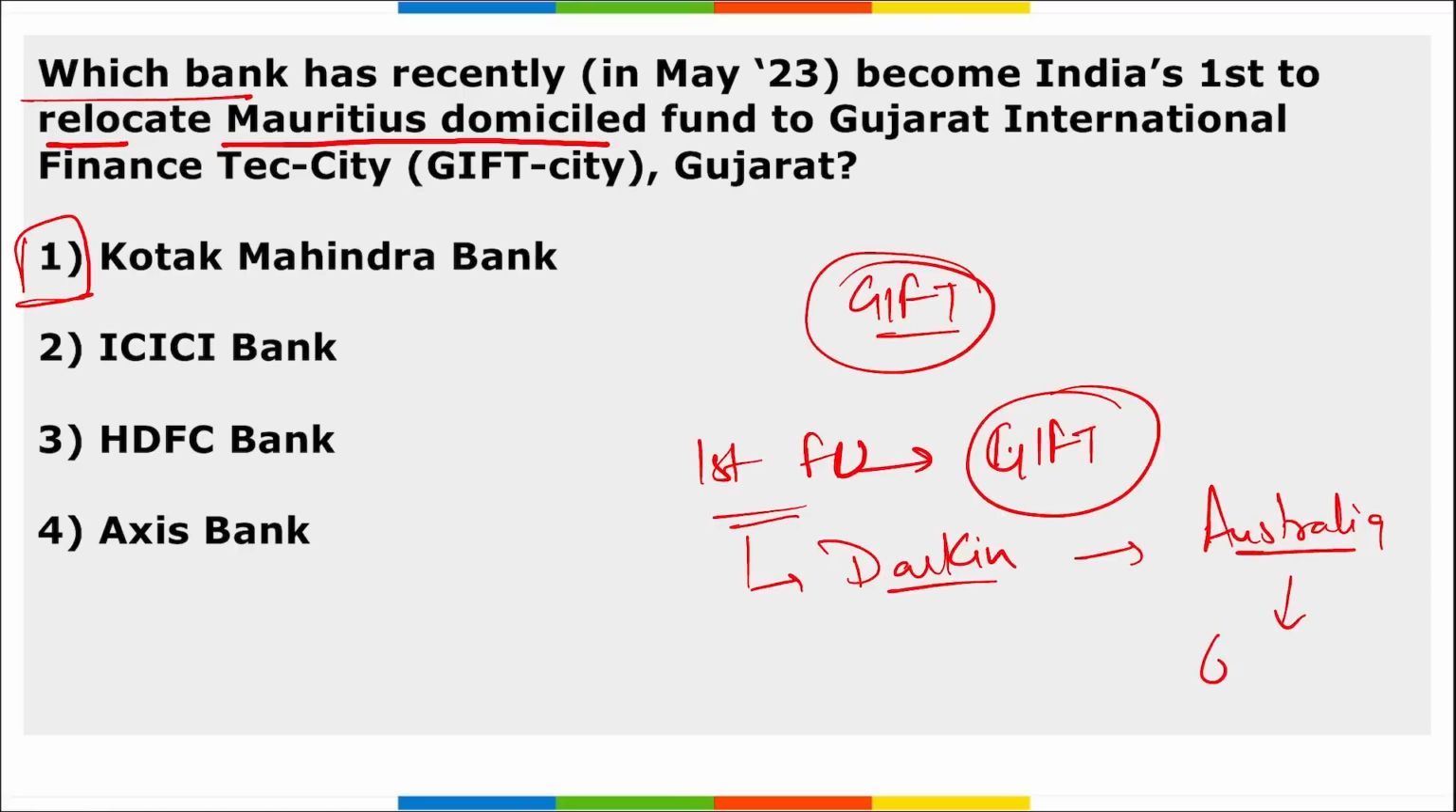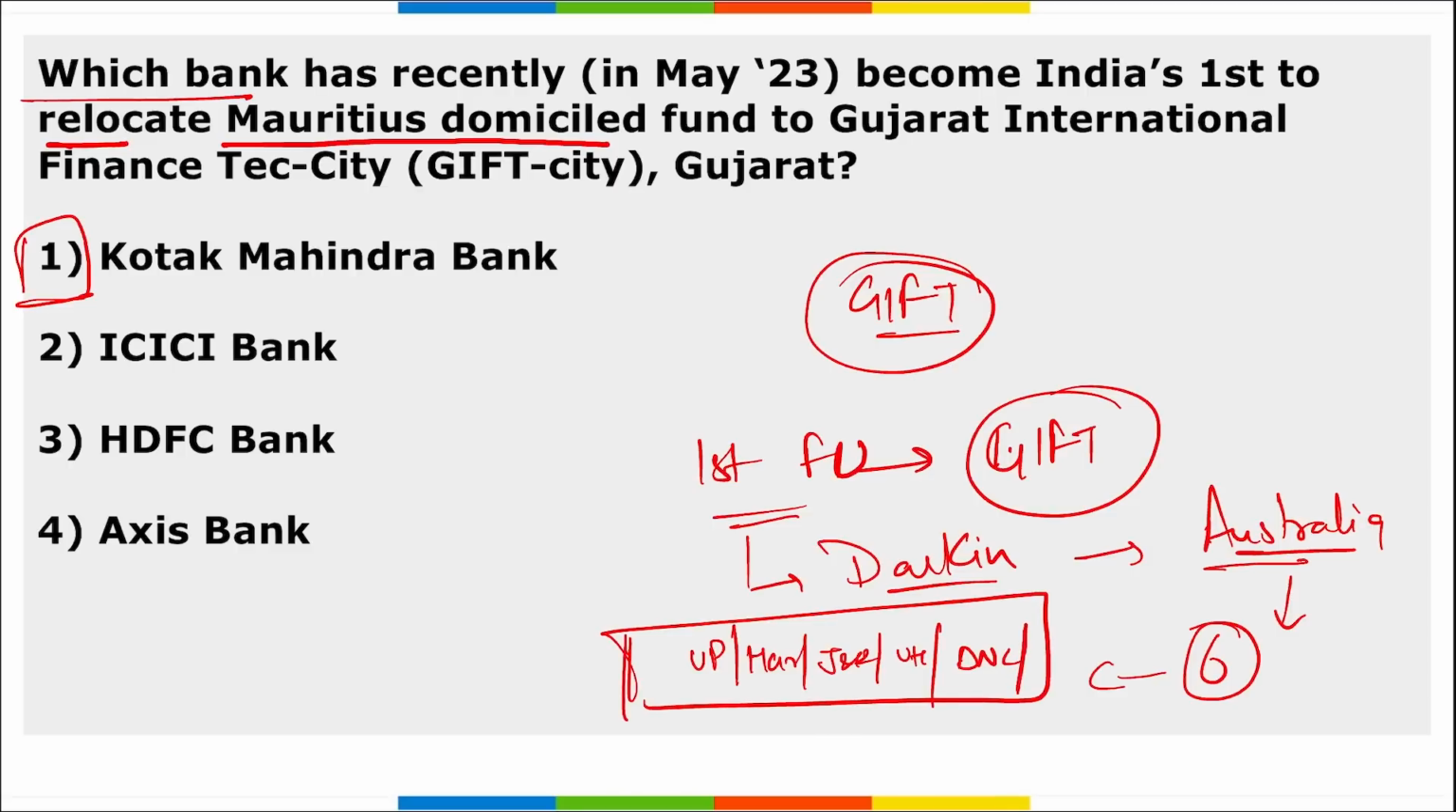And if you remember, students of 6 states have been banned by various Australian universities. They are UP, Haryana, Jammu and Kashmir, Uttarakhand, Delhi NCR, correct? These are some states that you need to remember.